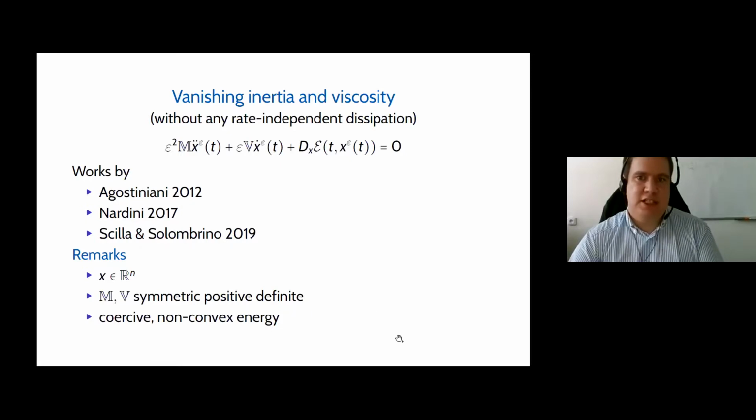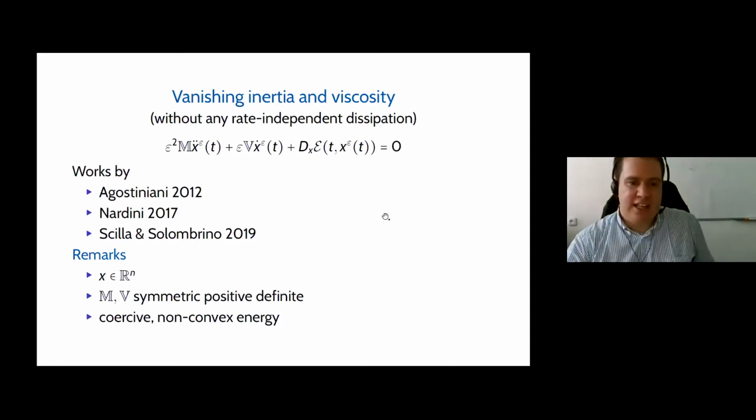This vanishing inertia and viscosity are all done in finite dimension. There are two differences with our problem. One is that they need viscosity, so they need the viscosity matrix to be symmetric and positive definite. We do not need viscosity for our result because we already have friction to use, in a way. And they can work with non-convex energy, but require other strong properties like convexity of the energy.